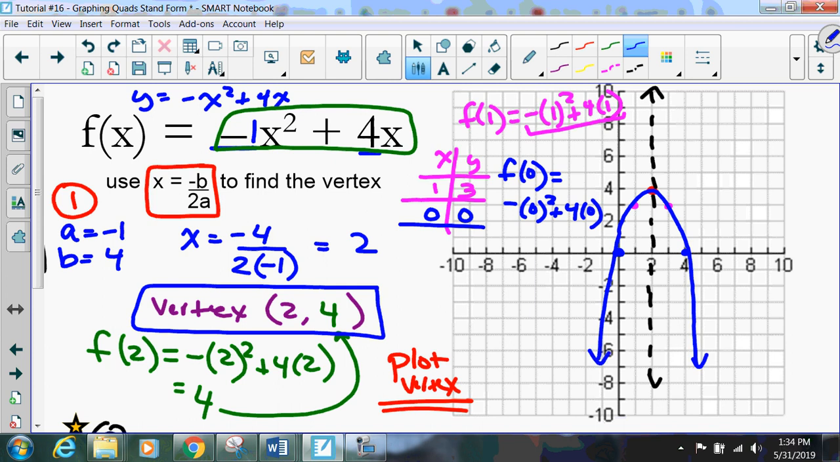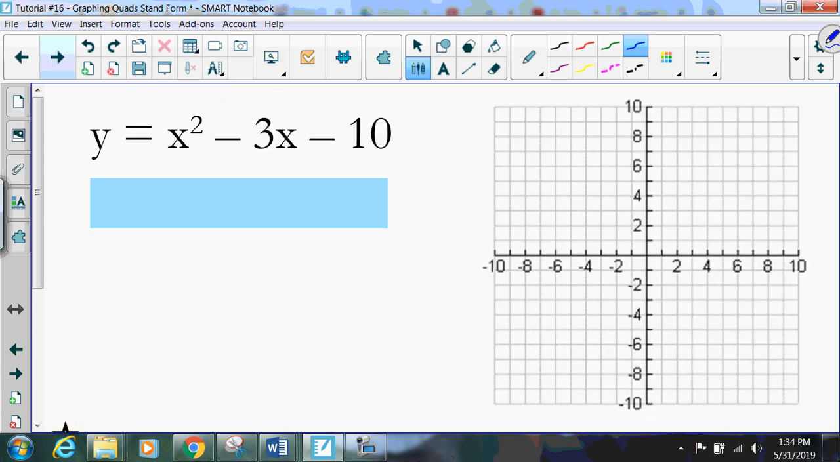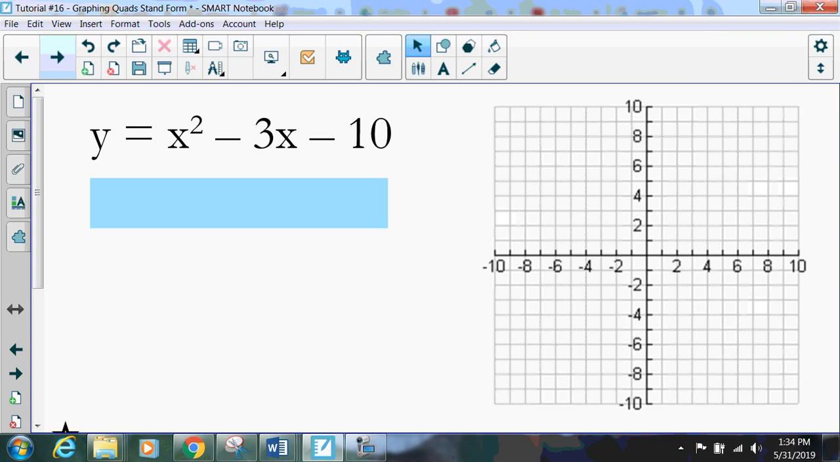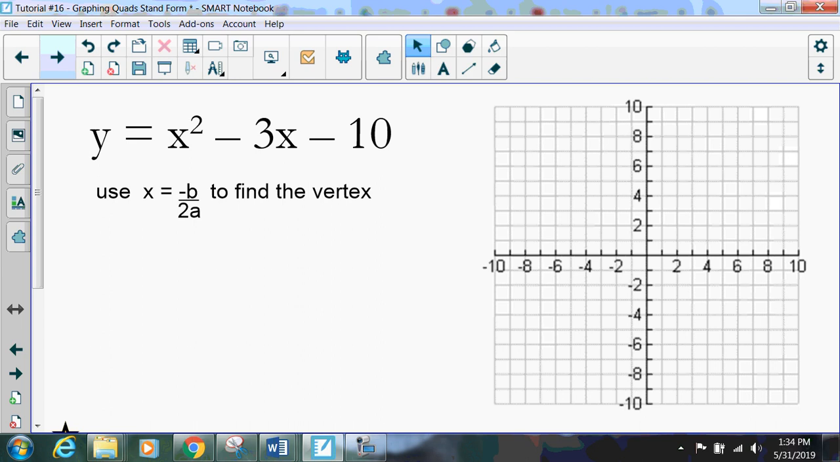All right, let's do this again. So when we see quadratics that have more than one term with an x in it, we know that we're going to use standard form. There is another way to graph, and we'll do that next tutorial. All right, so here we go. We've got a new quadratic. We're going to use x equals -b over 2a to find the vertex.